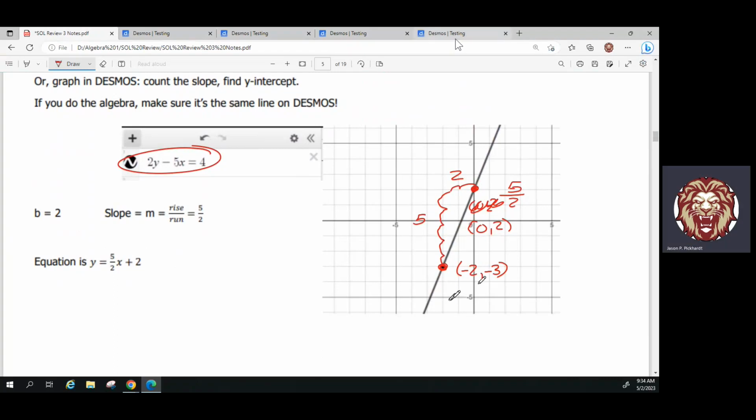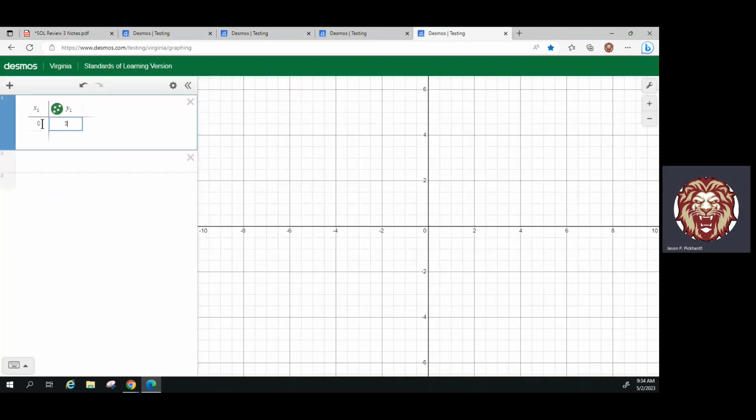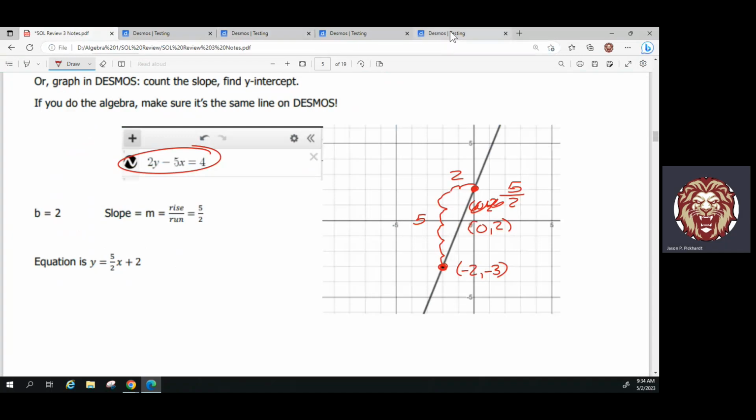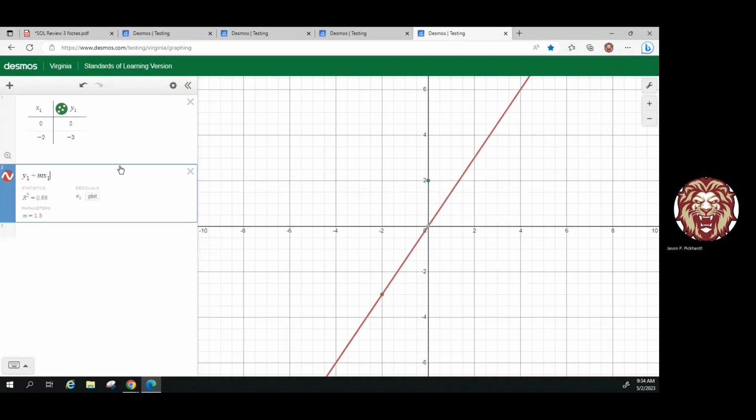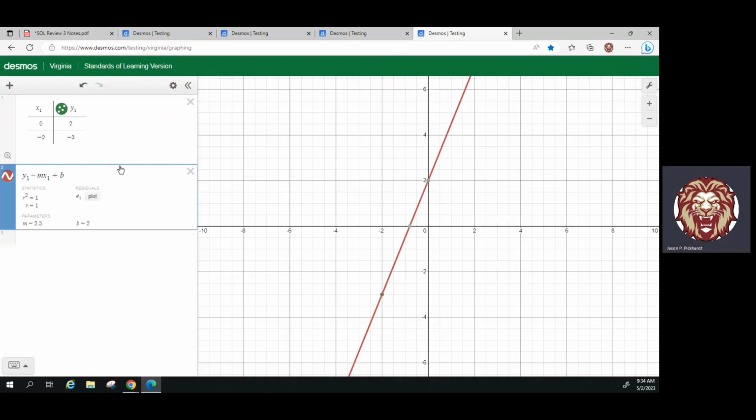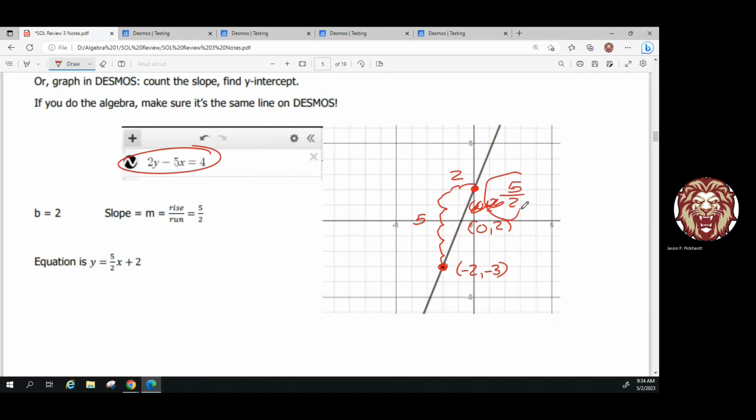And we can actually put those into Desmos. So I'll go to that table I was starting, 0, 2, -2, -3. So it should look like the points that we had here. And I can actually do this y1 squiggly mx1 plus b. And it will give me a slope. M equals 2.5. And so I want that as a fraction. So I could put 2.5 in there and hit that little fraction button over here and get 5/2, which is the same thing I got by counting.